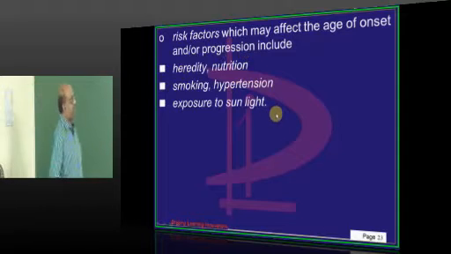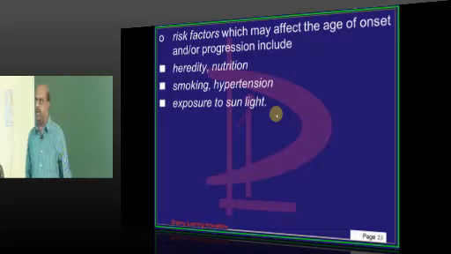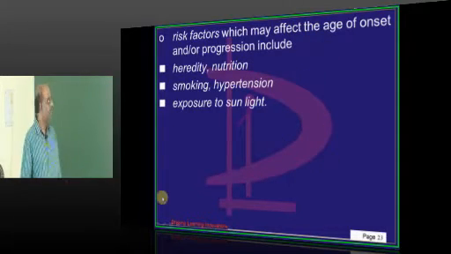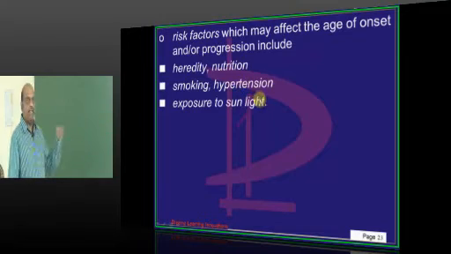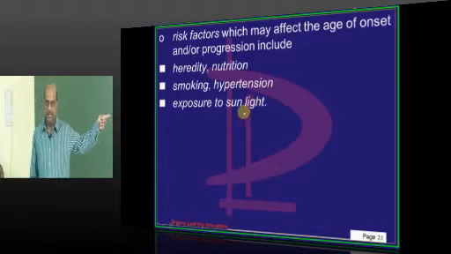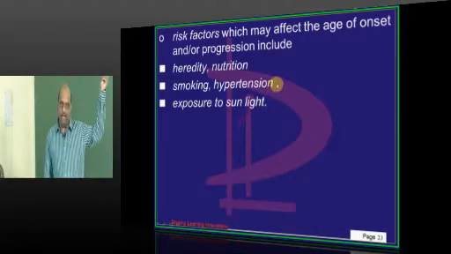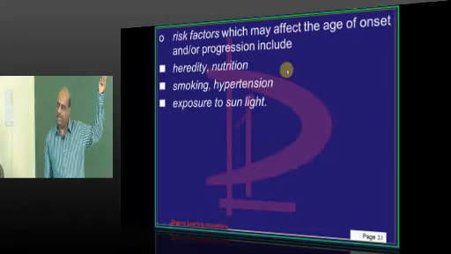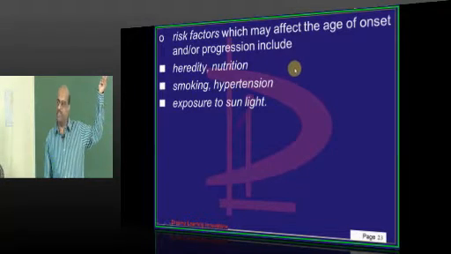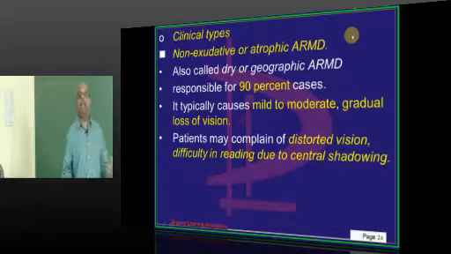Now what are the risk factors? Heredity. My grandpa had age-related macular degeneration, my pa had, I am having, my son will have. Smoking, hypertension, exposure to sunlight. That's the reason in Caucasians it's much more prevalent than in people who live in Antarctica. Antarctica, will they have more or less? Poles versus equator. Now, what are the different clinical types?